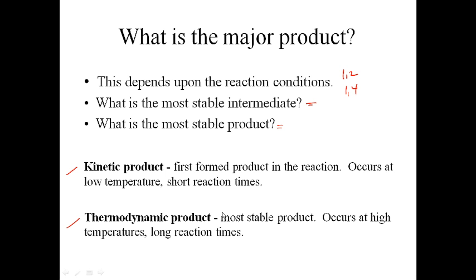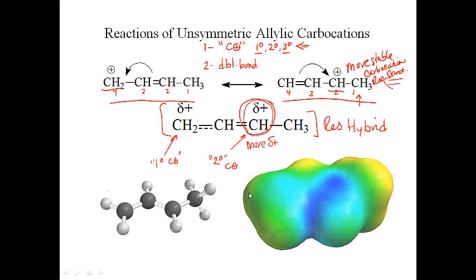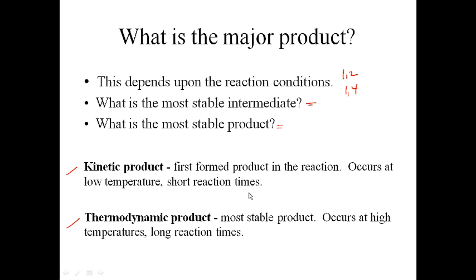Now, for the most stable product, if we go back to our reaction here, we already said that the 1,4 addition product is our more stable product. Therefore, I would consider this to be the thermodynamic product of this reaction. Does that mean that the other one is the kinetic product? Usually, but not always. To answer which product is the kinetic product, I need to ask this question.